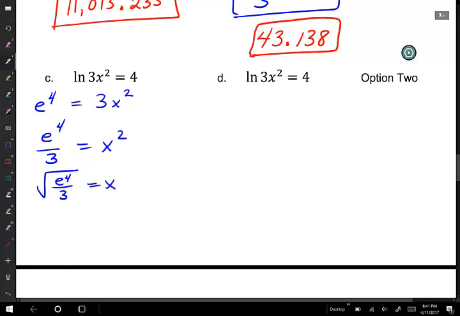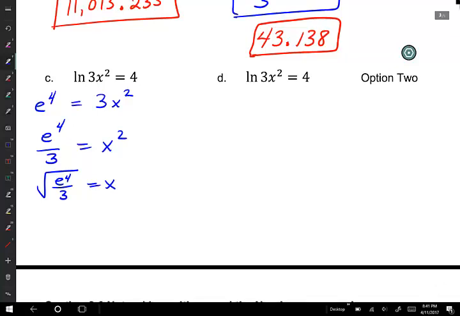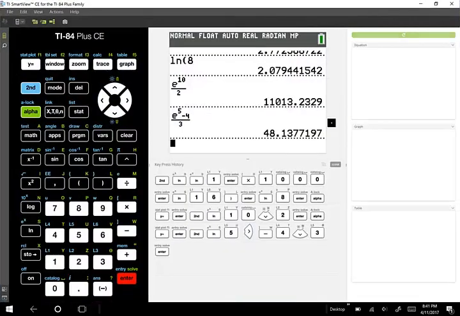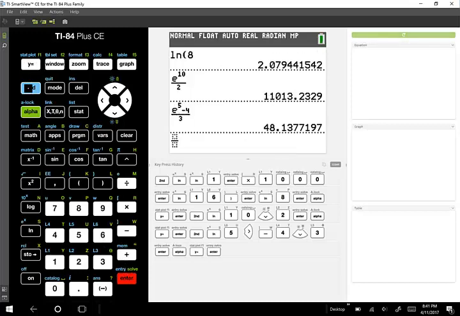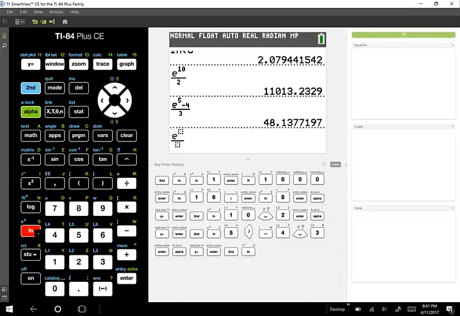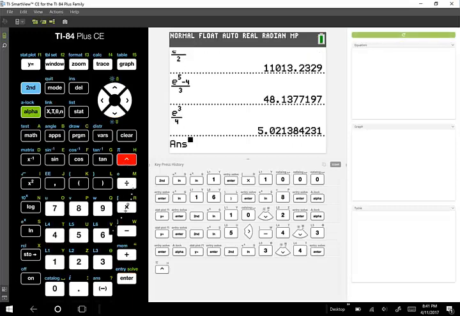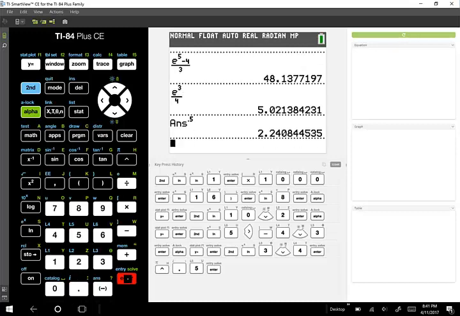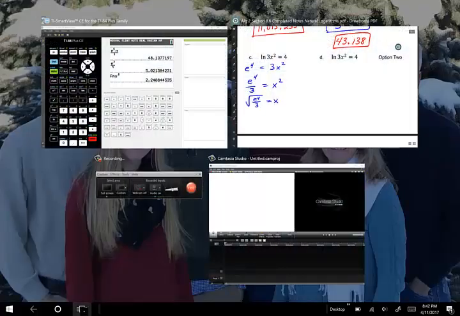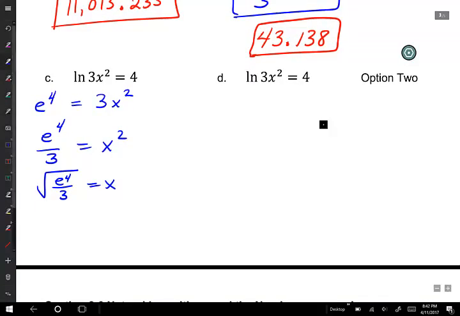When we evaluate that on our calculators, the square root of e to the fourth over 3, let's take a look at what that value is. Once again, our fraction mode. Let's go to e, second natural log, e to the third, over 4. That equals that number. And then I'm going to raise that to the 1/2. And so my answer is 2.241. So 2.241 is my approximate answer for this problem.